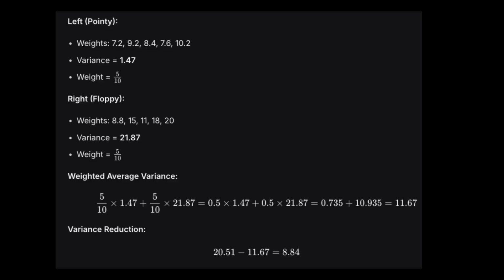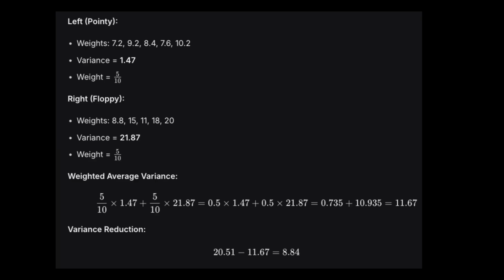If we split on ear shape, we put 5 pointy-eared cats in one group and 5 floppy-eared cats in another. Pointy group weights: 7.2, 9.2, 8.4, 7.6, 10.2. These are relatively close, so their variance is low, about 1.37. Floppy group weights: 8.8, 15, 11, 18, 20. These are much more spread out, so their variance is high, about 21.87.